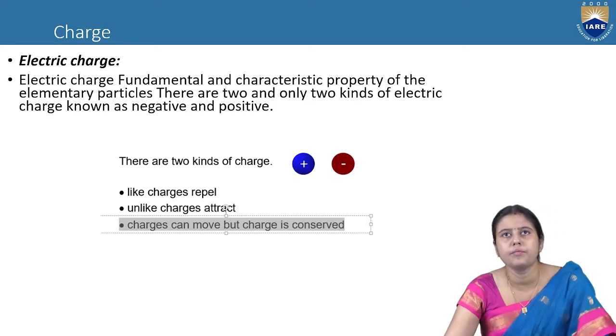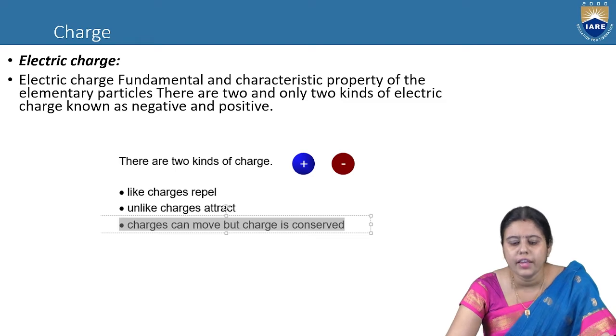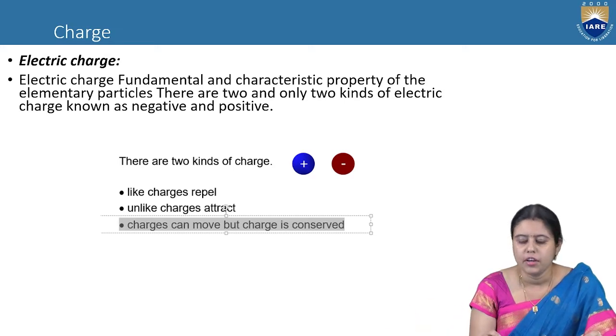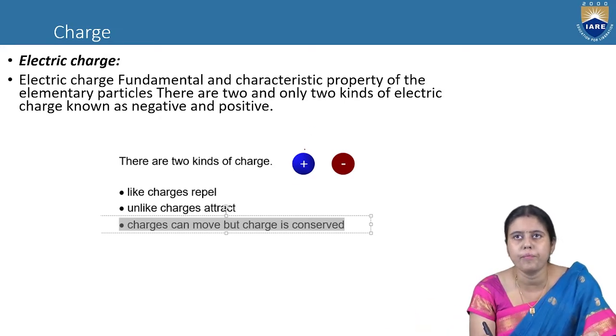Before starting, what is electric charge? Electric charge is the fundamental and characteristic property of any elementary particles. When we are talking about the air, there are some free electrons, and this is called charge. There are two and only two kinds of electric charge, known as positive charge and negative charge. Positive charge is written by plus and negative charge is written by minus.